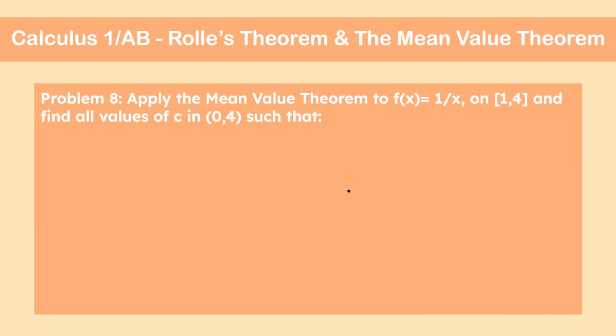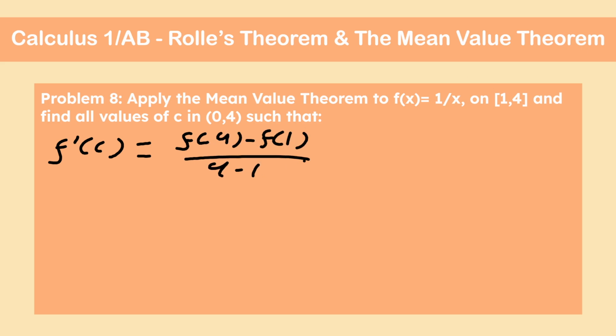And that's our final answer. Okay, so now we're going to do the same thing, but for the function 1/x on the interval 1 to 4. So let's apply the mean value theorem. f'(c) is equal to [f(4) - f(1)] all over (4 - 1). So we get that f(4) is 1/4. And then we subtract f(1), which is just 1, all over 4 - 1, which is 3.